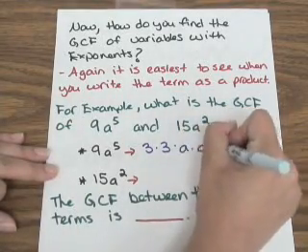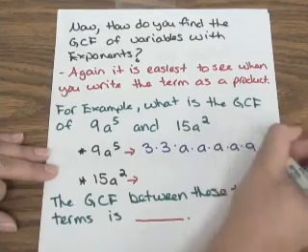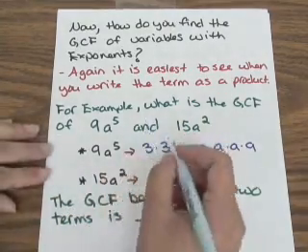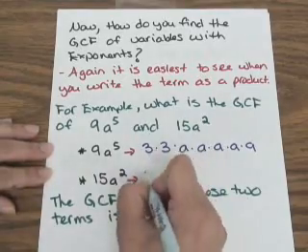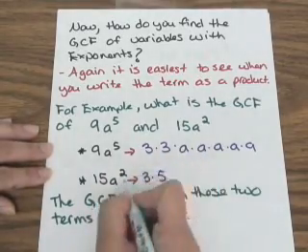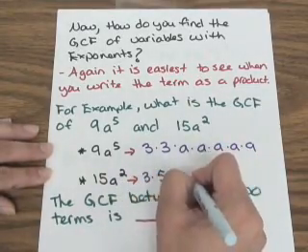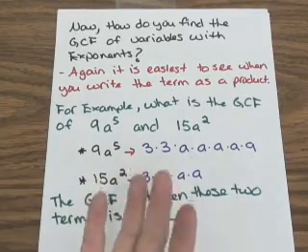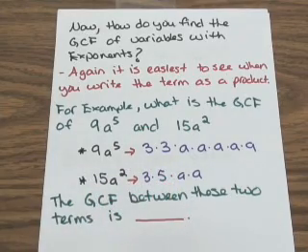We also want to do the same thing with 15. Some prime numbers that make up 15 would be 3 times 5. And a squared written out would be a times a. So now it's your job to determine what the common factors are, multiply them together to find the greatest common factor. So again, they both have a common factor of 3.